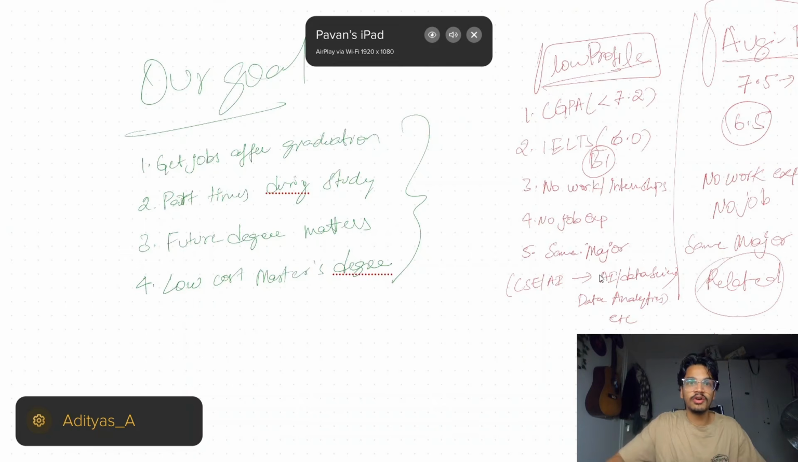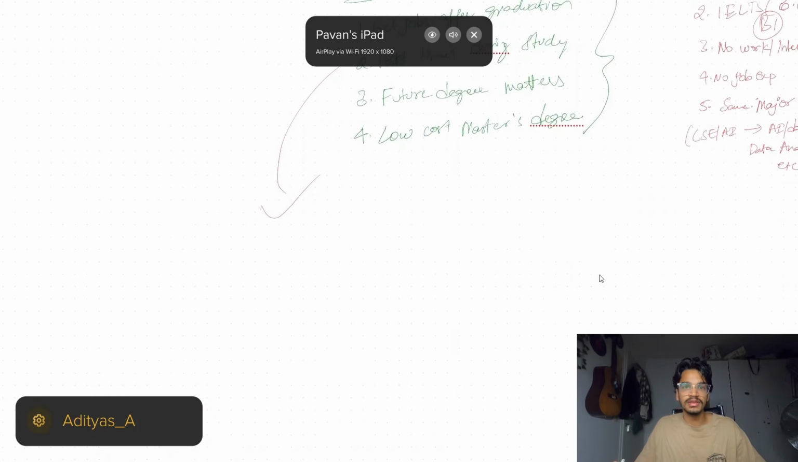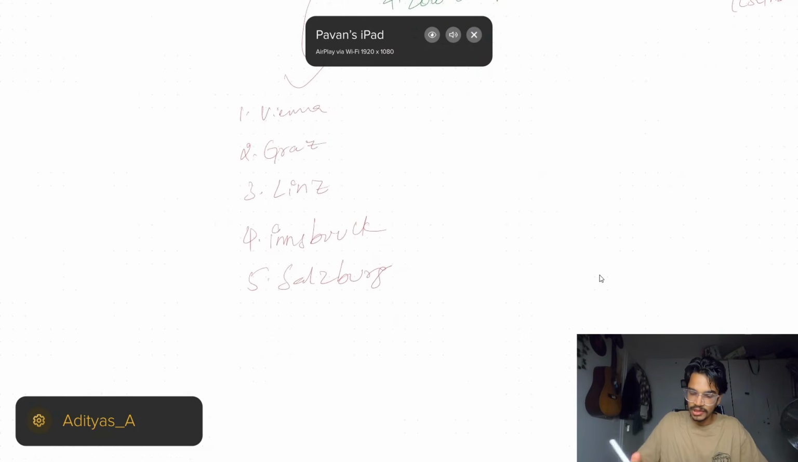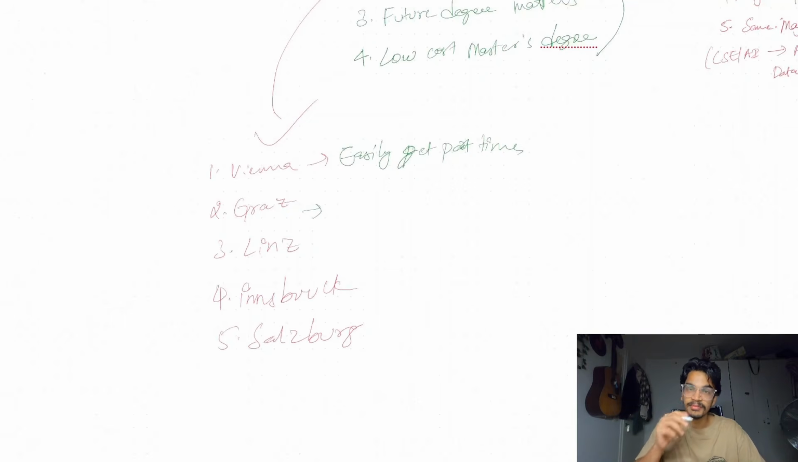And now let's see how the part-time is going to be. So part-time depends basically on where you live in Austria. If you live in Vienna, there are so many English speaking people. You can easily get part-times. Graz is a little smaller than Vienna and it is harder. The chance of getting part-times will get harder and harder.